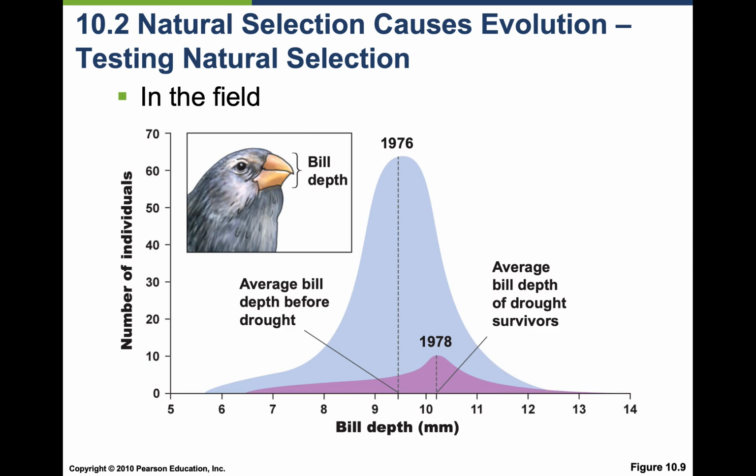Okay, let's come back together. So by looking at this, one of the things that you'll probably notice is that in the year 1976, you had tons of individuals, right? Lots of individuals, and a wide range of bill depth going on. And then you'll notice in 1978, there's this crash in the population. They're down to very few individuals, and the bill depth has shifted. It's shifted to be larger.